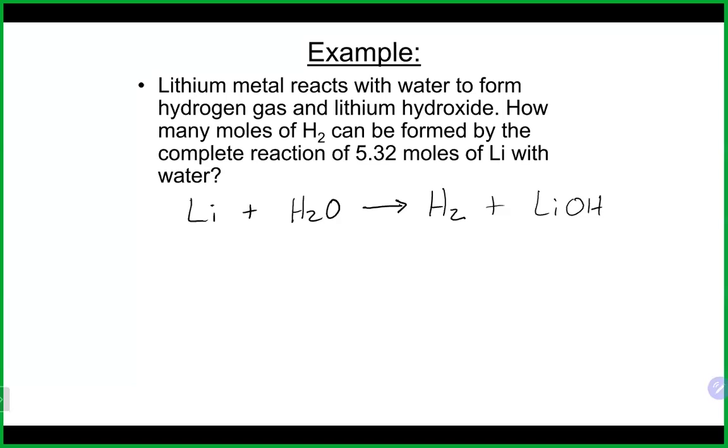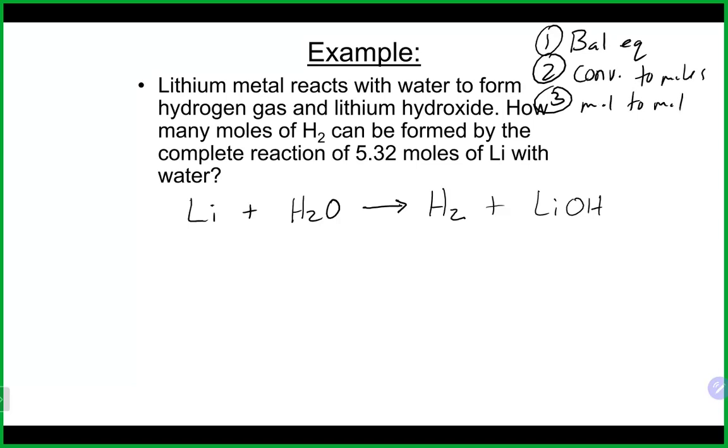So follow those same 4 steps that we just talked about. We want to balance the equation. We want to convert to moles. We want to do the mole-to-mole relationship. And then we want to take moles to some other unit if necessary. So follow those 4 steps, see where you end up. Okay, let's take a look, see how you're doing.